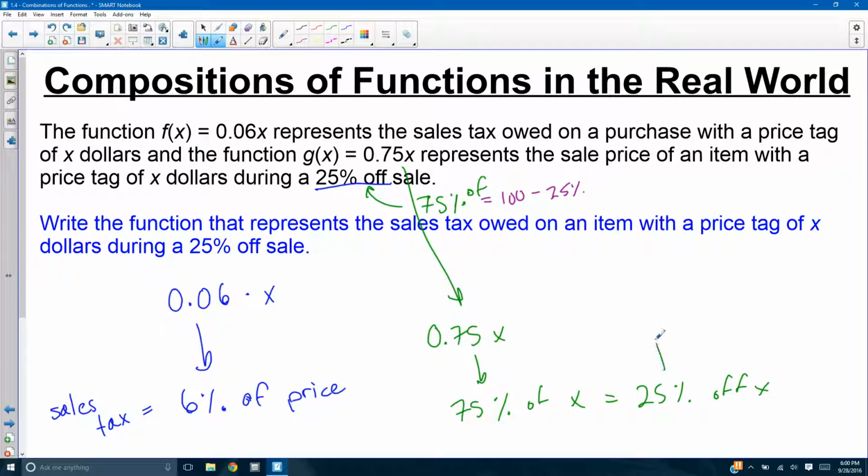So another way of putting this one right here to get to this 0.75x, you can take your whole price x and subtract how much 25% of x is, because that's taking 25% off. Combining like terms, 1 minus 0.25 is 0.75x once again. So that's how they're getting their values.